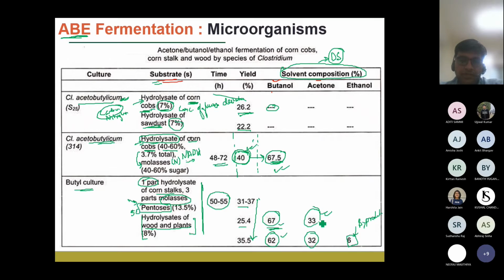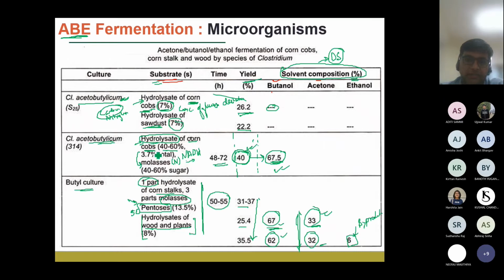That actually promotes the production of acetone, which is around 33 to 32 percent mostly in the ABE fermentation. Why can't a high concentration of acetone be obtained? One of the challenges is that acetone at higher concentration is toxic to the microbial growth of these Clostridium species. That is why acetone is produced but is present at a lower composition in the final product of the yield.